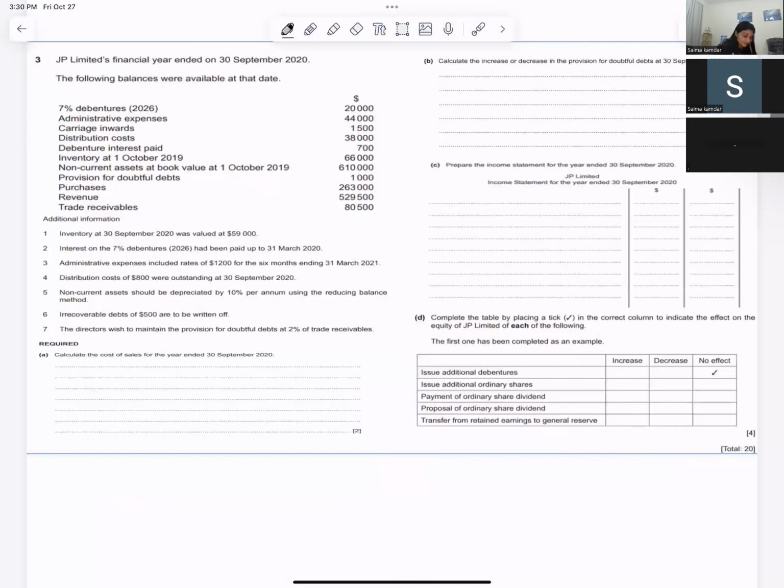What do they want you to calculate? Calculate the cost of sales for the year ended. How do you calculate the cost of sales? Revenue less cost of sales. Do you have the revenue given to you directly? Yes. Where? 529,500. It's written revenue 529,500 in the question.